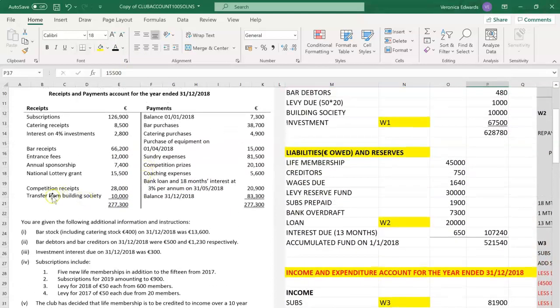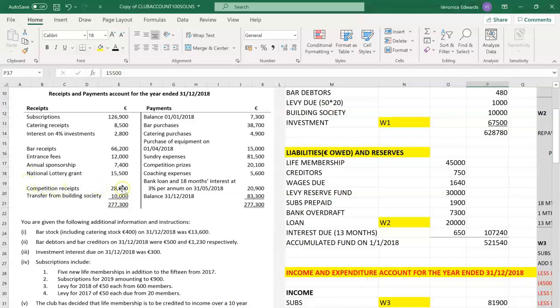The next item you see here are competition receipts. So it looks as if you've run a competition. A competition is an event. And if a club runs an event, what you should do is figure out whether you've made a profit or a loss on that event, and that's the figure that should go into the income and expenditure account.